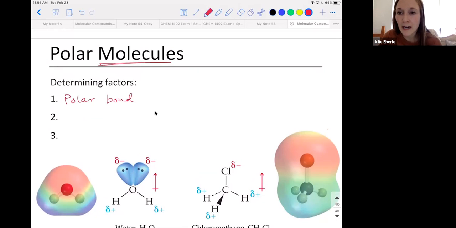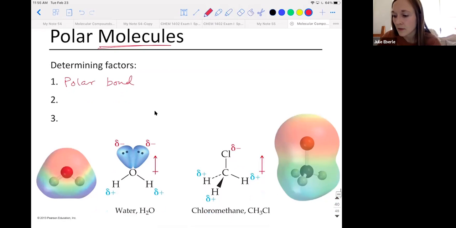So you're going to look at what kind of bonds you have. And when I say what kind of bonds, I'm not talking about single, double, or triple bonds here. I'm talking about what atoms are involved in your bond. Like, do I have a carbon-hydrogen bond or a hydrogen-hydrogen bond? Okay, that's what I mean when I say what kind of bond.